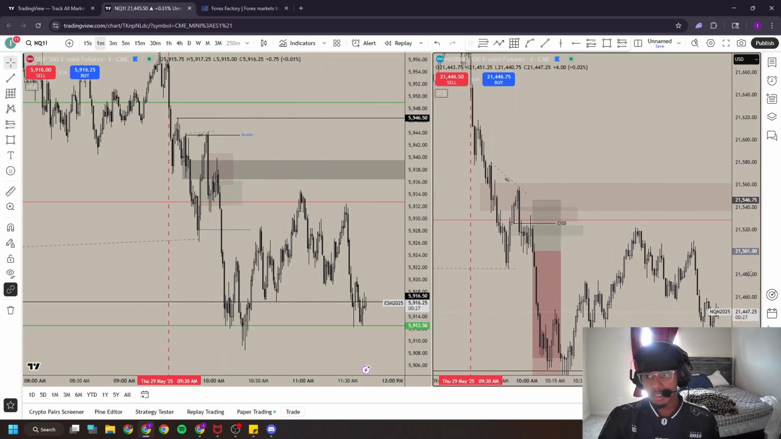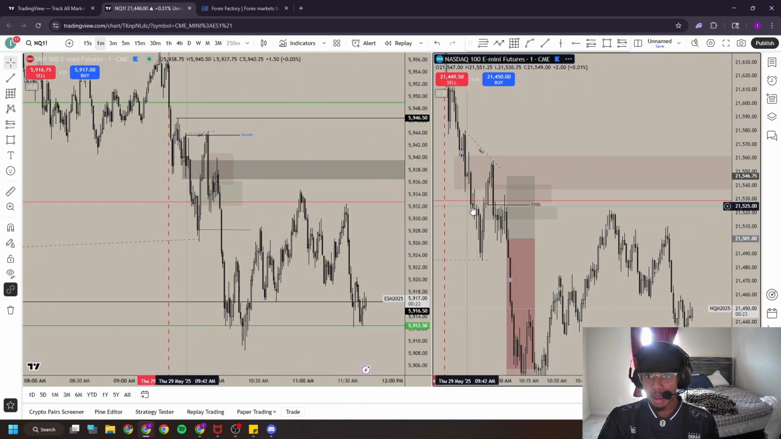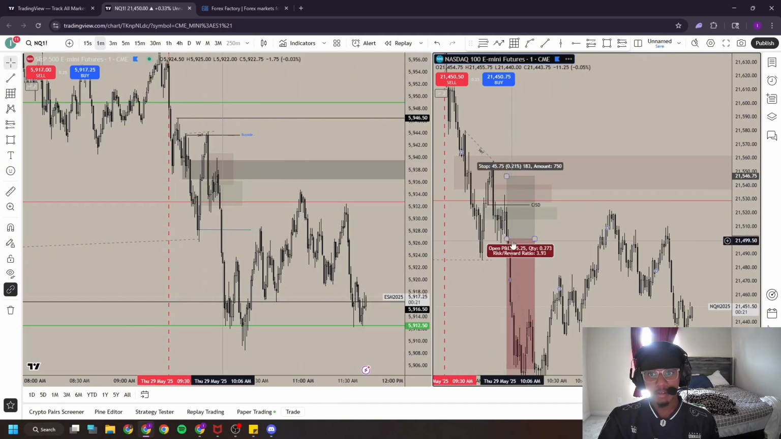Let's look on Nasdaq because this is where I was looking at the most. We had the SMT put in. We ended up taking out this buy side. We ended up having this fair value gap, and we ended up getting a tap into that. We also have this fair value gap get ran through. We also had a CISD change in the state.